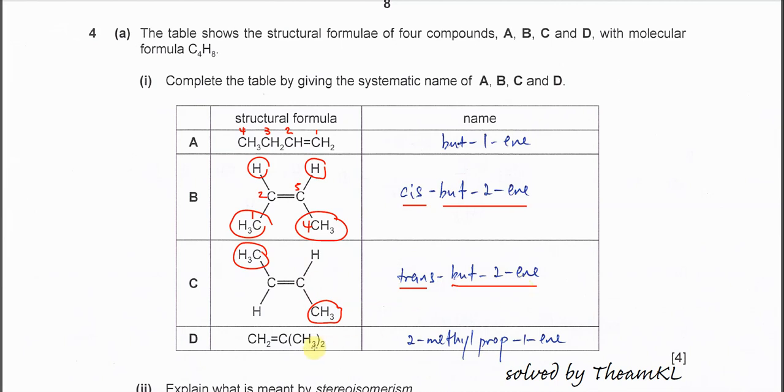For D is very easy. So it's 2-methylprop-1-ene. 1, 2, 3. Another CH3 bonded to this carbon. So it's 2-methylprop-1-ene.